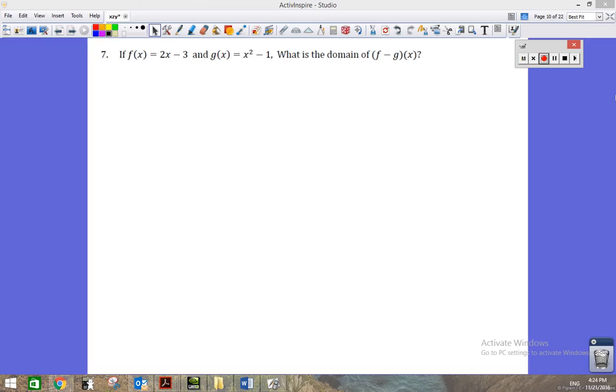So here in problem number 7, hopefully you'll find this pretty easy, because the domain is the set of all real numbers, excluding any values that cause division by 0. We don't have a variable in the denominator, and also excluding any values that cause us to take the square root or even root of a negative number, and we don't have any square roots here. So our domain for f is all real numbers. And by the same reasoning, when you look at g, hopefully you recognize that the domain of g is all real numbers.